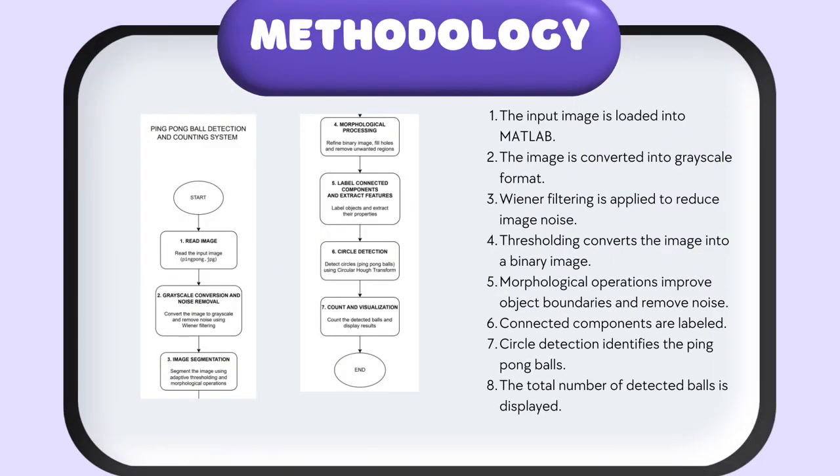Now, let's walk through our step-by-step methodology. The workflow begins by loading the input image into MATLAB and converting it to a grayscale format. Next, to tackle noise, we apply Wiener filtering. Then we convert the image into binary format using thresholding. To clean up the edges, morphological operations are applied to improve object boundaries and remove background artifacts. Finally, the connected components are labeled and the circular Hough transform is executed to detect the distinct circular shapes of the balls, allowing the system to display the final count.